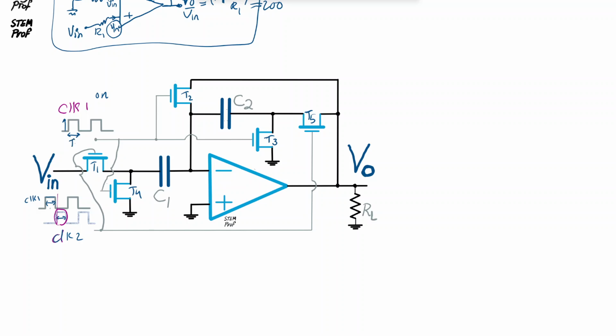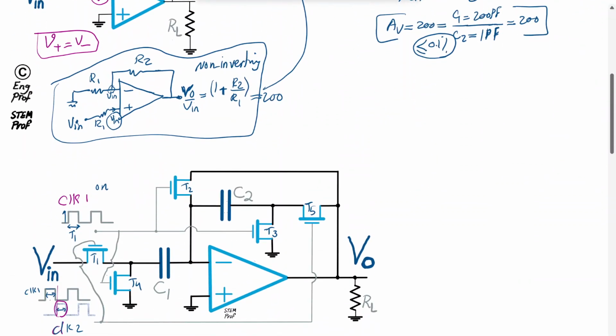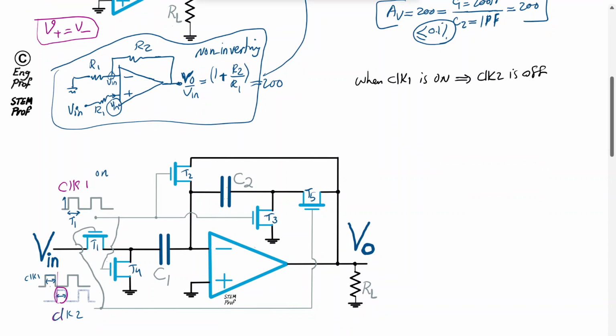During the time period T1 in which we have clock 1 on and clock 2 off, same as before. So when clock 1 is on and clock 2 is off, what happens now is this: the inverting amplifier, the switched-capacitor amplifier, basically switch cap.